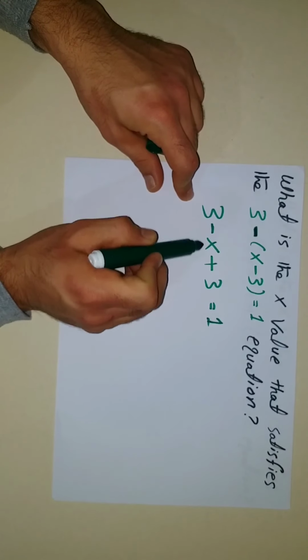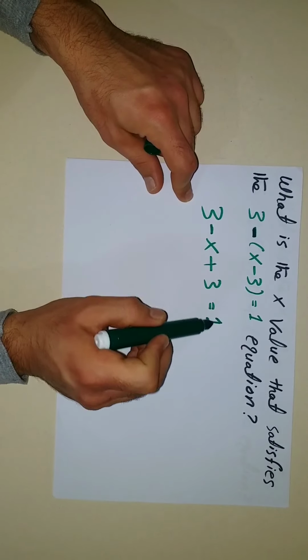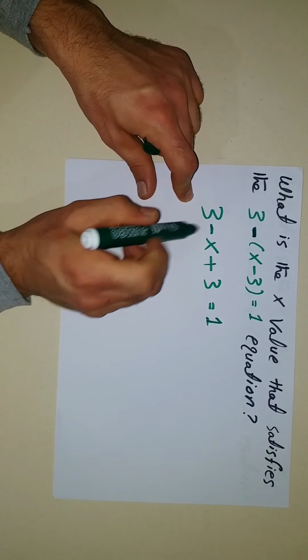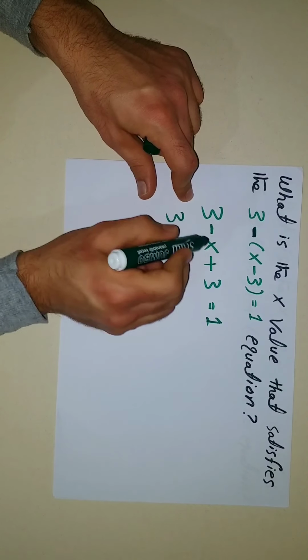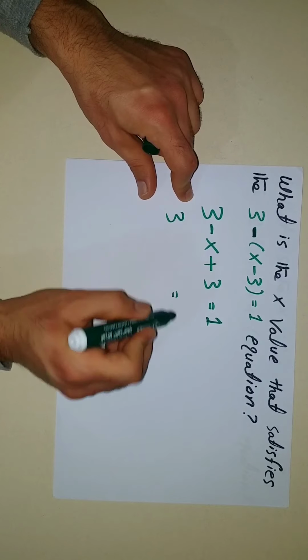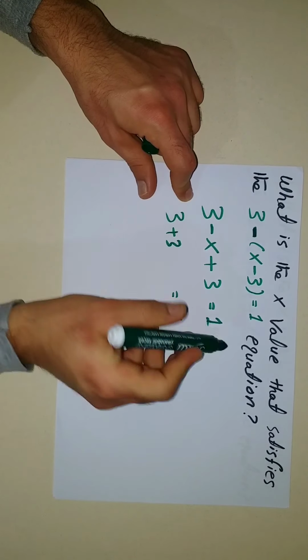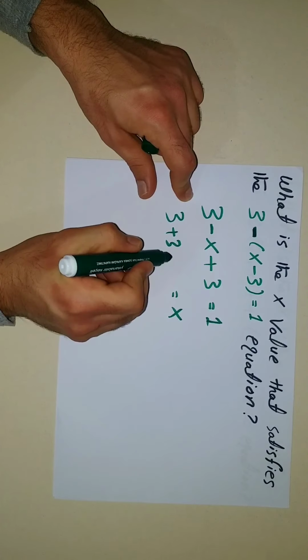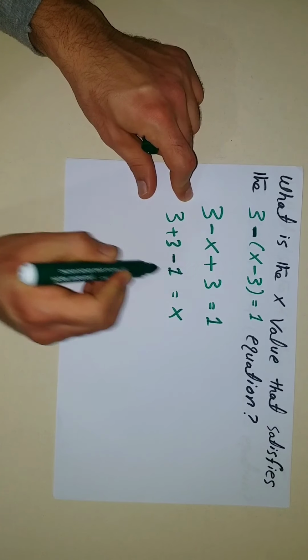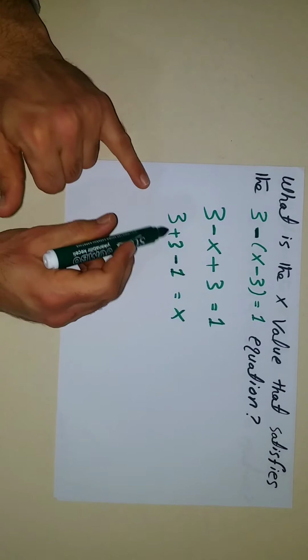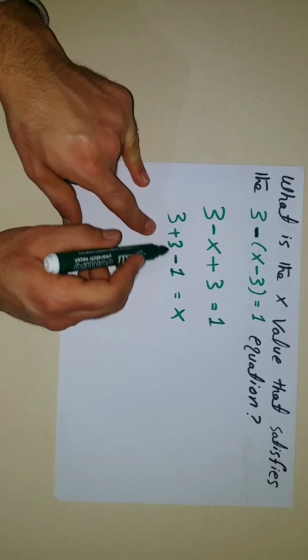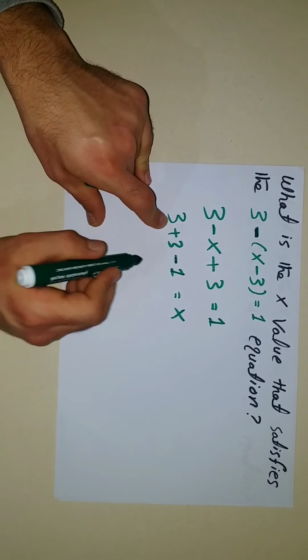I will transfer this minus x to the other side of the equation and 1 to this side. So if I transfer this minus x to the other side, it will be plus x. Plus 3 is here, and I will transfer this 1 to this side of the equation. It will be minus 1. 3 plus 3 is equal to 6. Minus 1 is equal to 5.